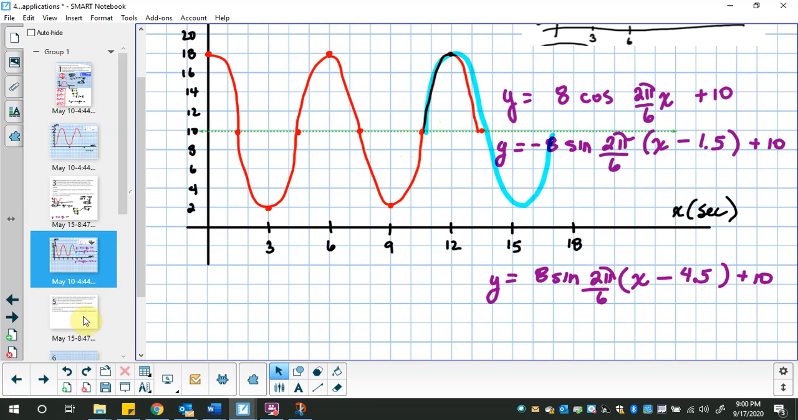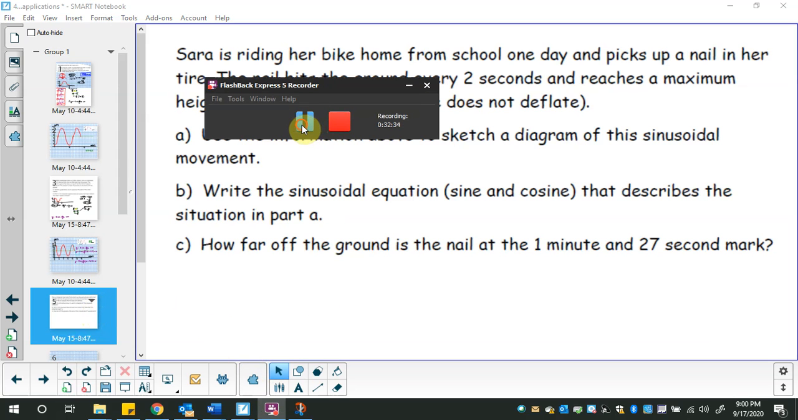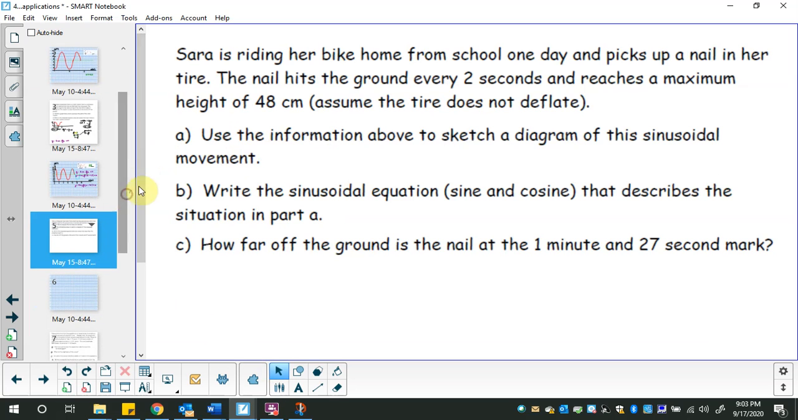So the next question is this one. So another cyclical motion type question. So I am going to take a break and set up for this. Hydration, back stretch. I'm all ready to go.